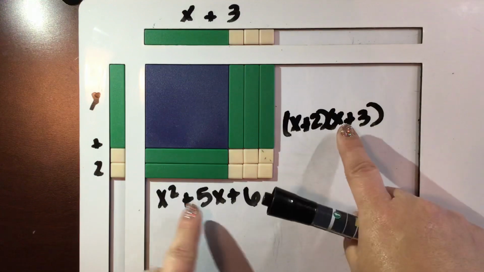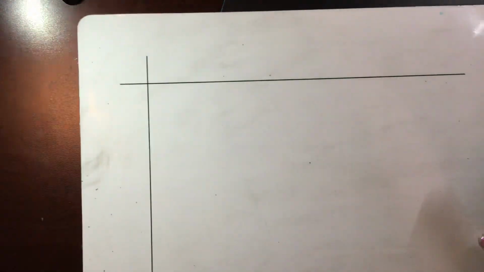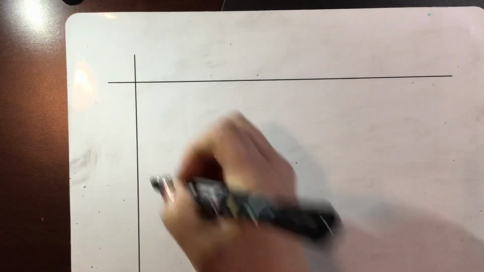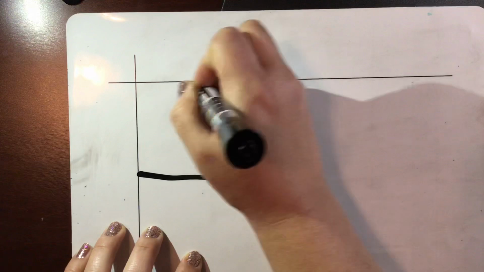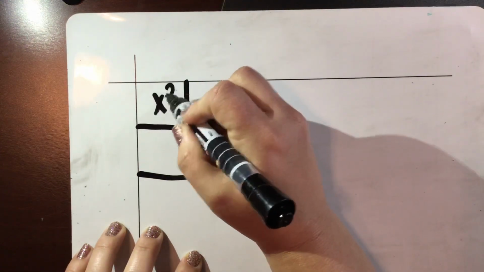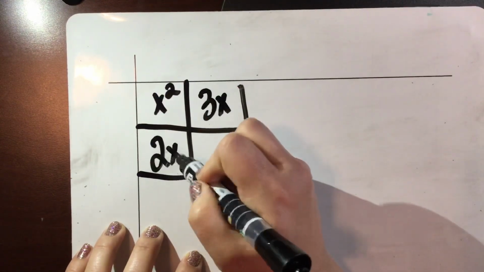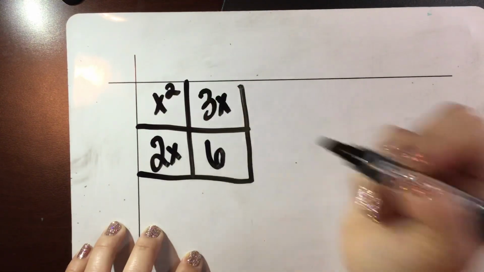So what we're going to actually do is take these same values and transfer them into the area model. So I'm going to redraw that rectangle, and I'm going to plug in all the values that we just had as algebra tiles, but I'm going to write them numerically. We had x squared here, 3x here, 2x here, and 6 right here.